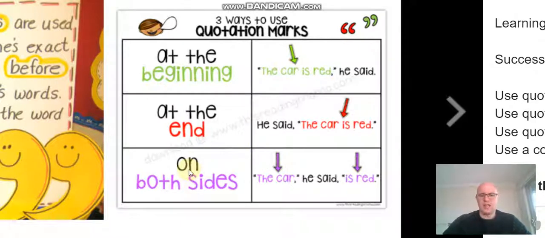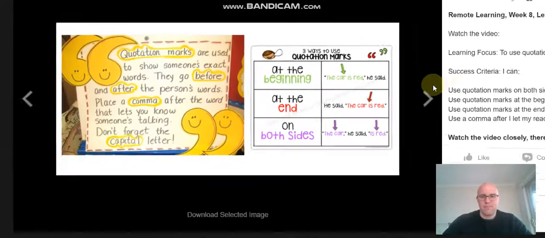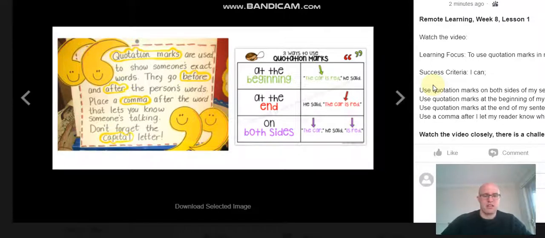And this one here on both sides. So it's when the quotation marks are used on both sides of the person speaking, okay? So "The car," he said before the person spoke, "is red." Okay, so we've got 3 different ways that we can use quotation marks. Sometimes people call them talking marks, but they really are quotation marks. Important things to remember, and that's what we're going to practice today.